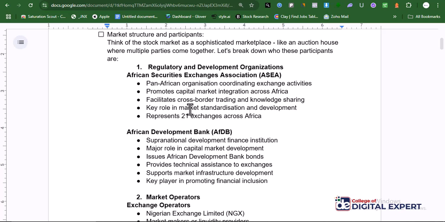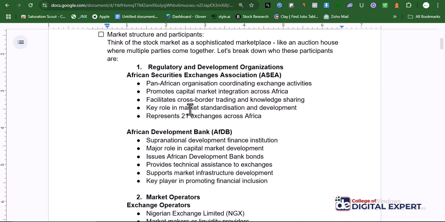Now, let's talk about the African Development Bank, which is also part of the regulatory and development organizations in Africa. They are a supranational development finance institution. Sometimes they provide liquidity to organizations in Africa. They also play a major role in capital market development. They issue African Development Bank bonds, provide technical assistance to the exchanges, and support market infrastructure development. They are a key player in promoting financial inclusion in Africa. So they are part of the exchange market when it comes to the stock exchange market in Africa.